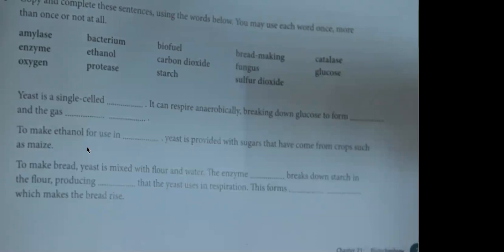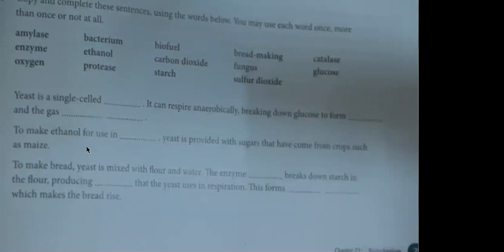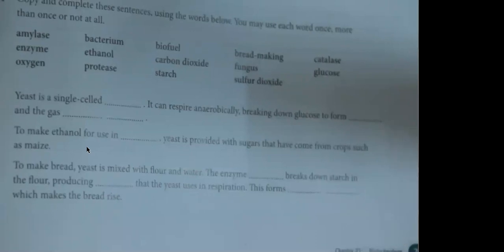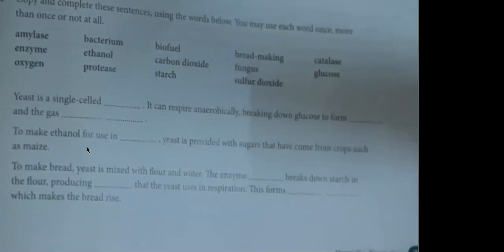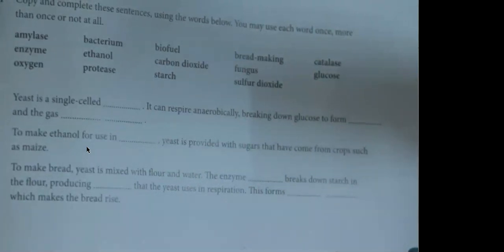Yes, glucose. No, not sucrose. We mentioned glucose and maltose, right? Producing glucose that the yeast uses in respiration. Then you remember the yeast is working on glucose. So this forms carbon dioxide, exactly, which makes the bread rise or expand, because the carbon dioxide is trapped.